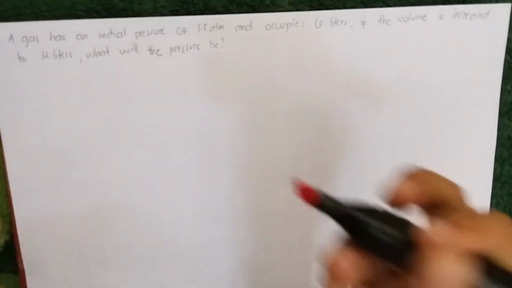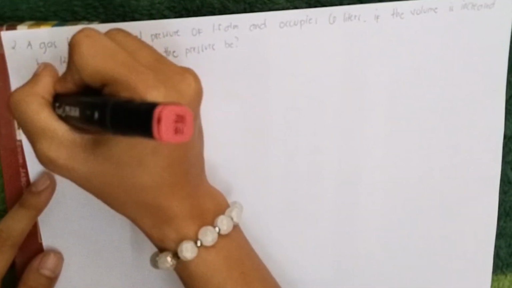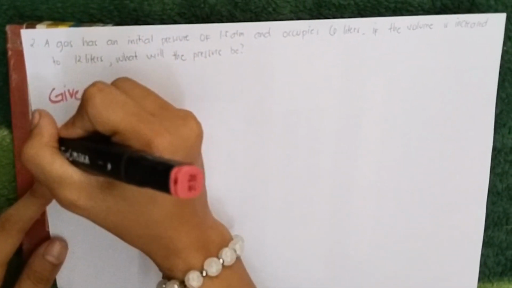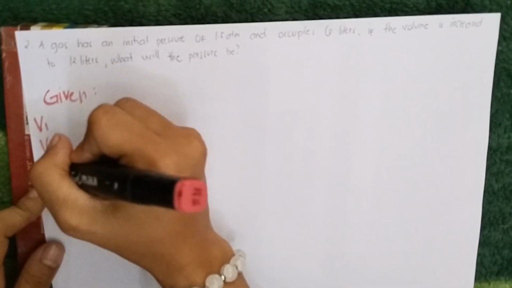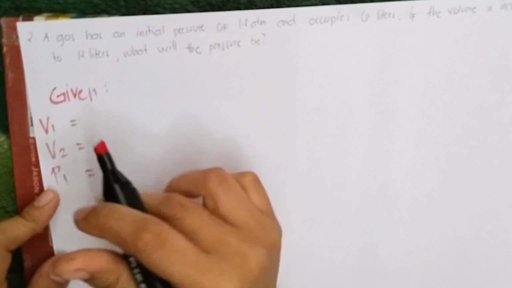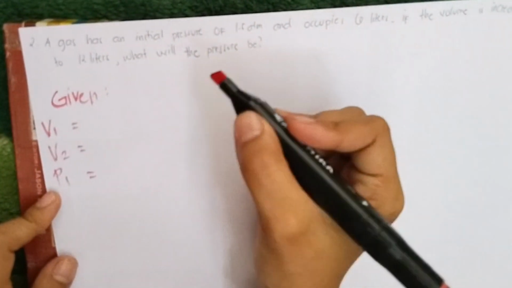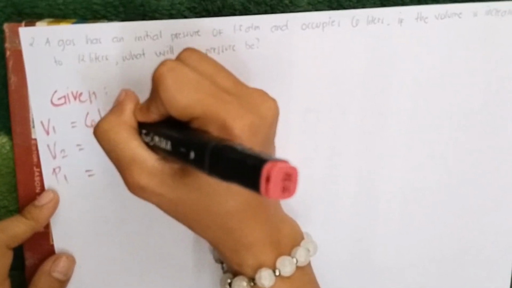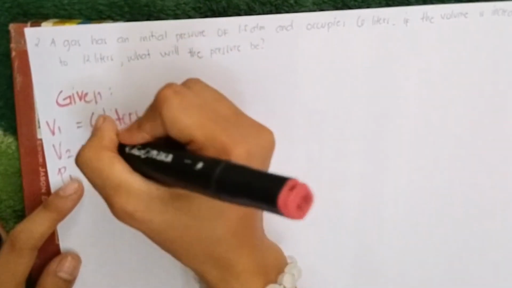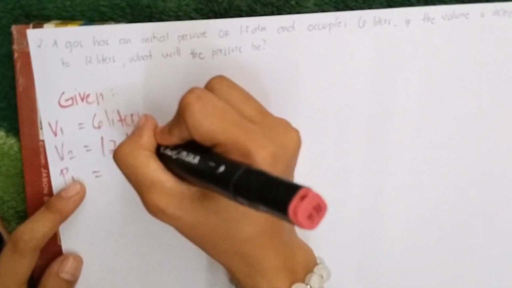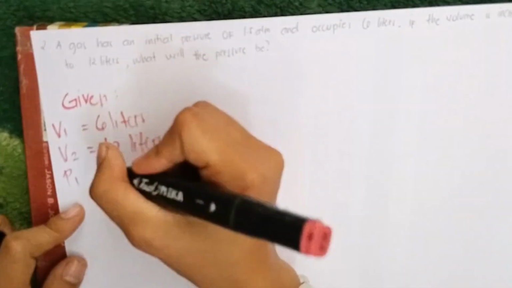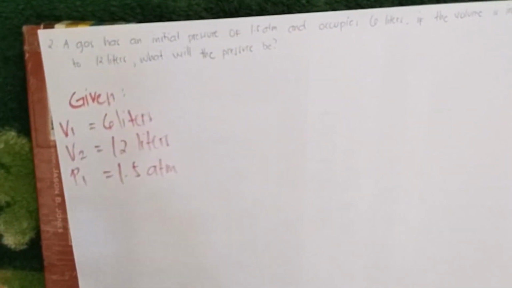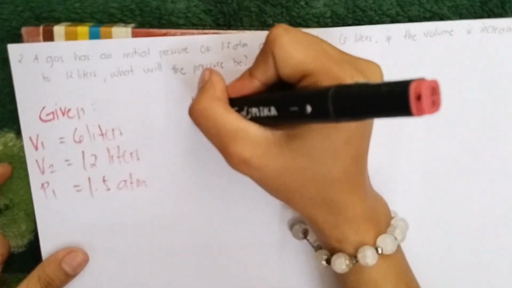And now, let's try another example. Our givens are V1, V2, and P1. Our V1 is 6 liters. You just have to copy it. And our V2 is 12 liters. Our pressure is 1.5 atm. Since we have only one pressure, our unknown is P2.